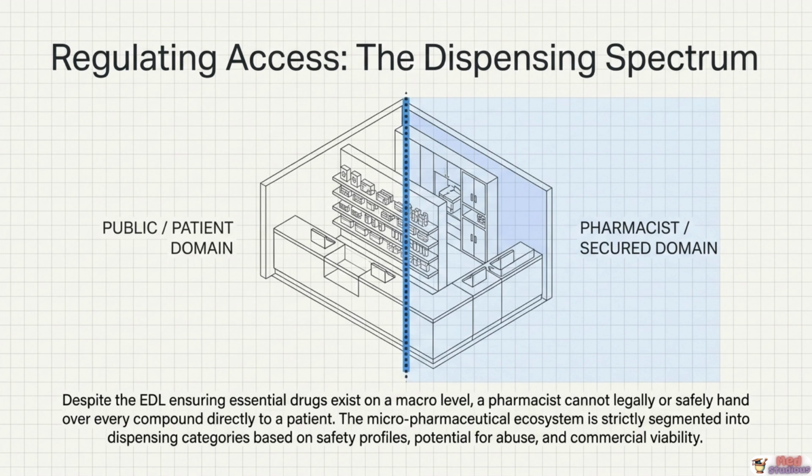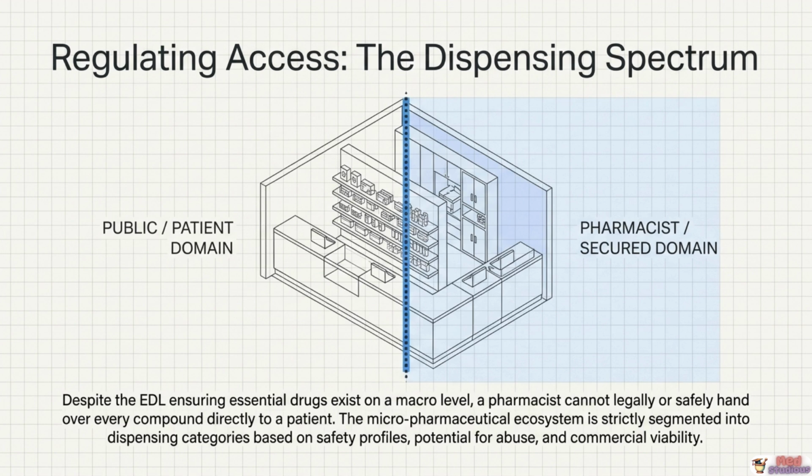This is why the pharmaceutical ecosystem is strictly segmented into dispensing categories based on 3 key determinants. The safety profile of the drug. How dangerous is it if used incorrectly or in excessive doses? The potential for abuse. Can this substance be misused recreationally or dependently? And commercial viability. Is there a functioning market that can sustain its production and distribution?